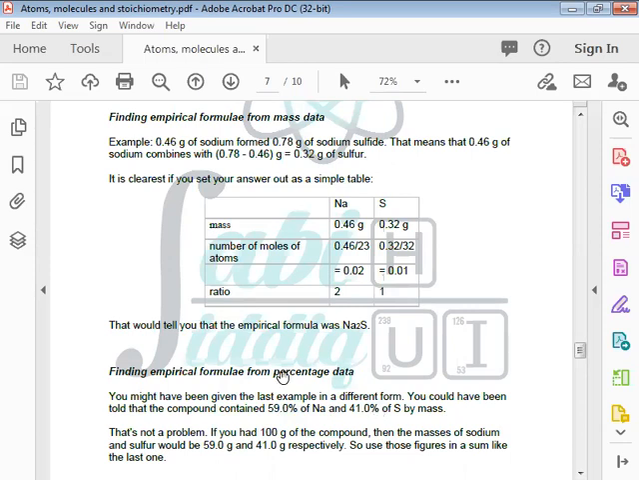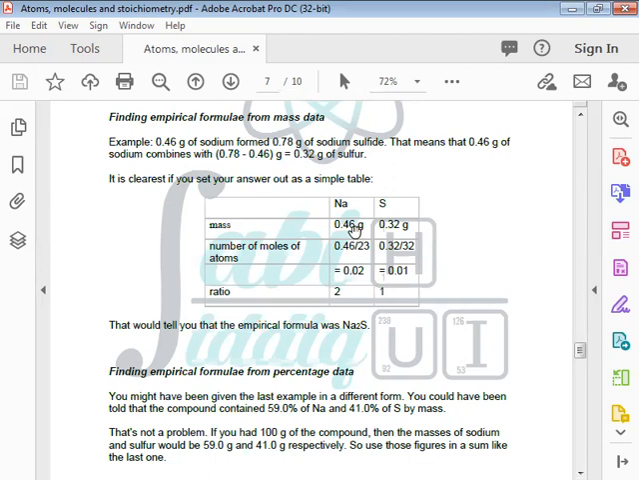The same thing is provided, but now I'm telling you that 59% is sodium and 41% is sulfur, and this is percentage by mass. What does this mean? If I take 100 grams of a sample, within the 100 grams there are 59 grams of sodium and 41 grams of sulfur. So assume that you have a sample of 100 grams. You do the entire same thing again.